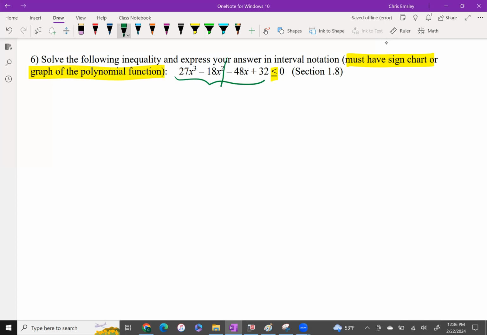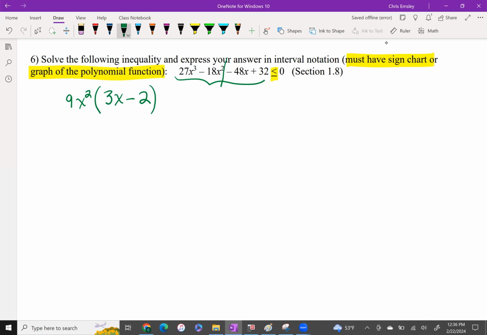When we have 4 terms like this, we want to try factor by grouping. So we're going to look at what these first 2 terms have in common. It looks to me that our greatest common factor would be a 9x squared. If I factor that out, 27 divided by 9 is 3, and x cubed divided by x squared is x. So I have a 3x left behind from the first term. Negative 18 divided by 9 is negative 2, and x squared, we took out all of those, so that's all we have left behind there.